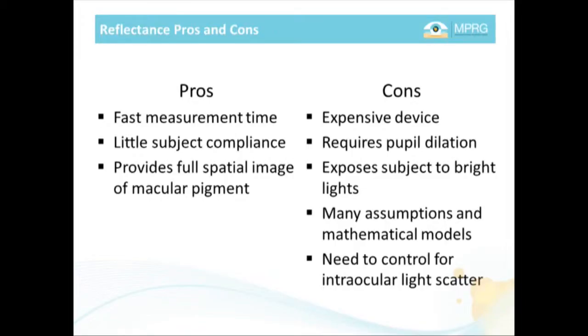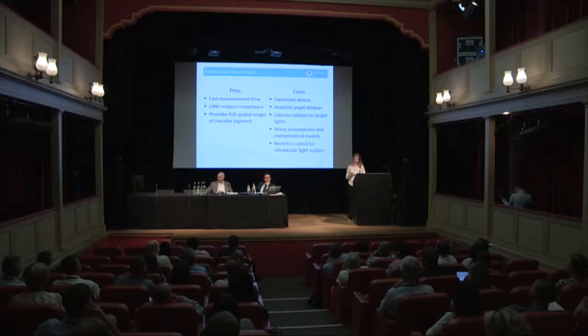The pros and cons are much like the other optical method, the autofluorescence method: fast measurement time, little subject compliance, and provides you with a full spatial profile instead of just specific points like heterochromatic flicker photometry does. The cons, again, the device is expensive, requires pupil dilation, subjects are exposed to bright levels of light. With this method, there's also many assumptions and mathematical models, and the mathematical models often contain a lot of free parameters. And there's a need to control for intraocular light scatter by use of these mathematical models.